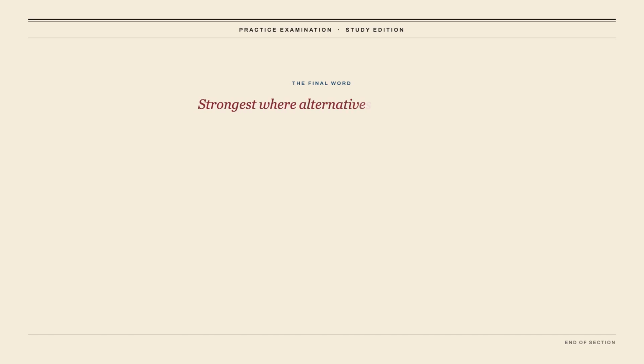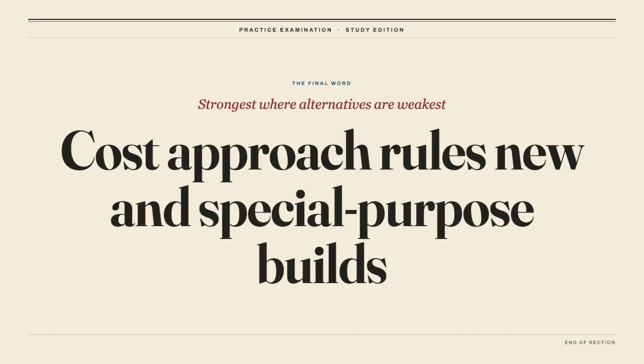on the building. The cost approach carries the most weight for new construction, where little depreciation exists to estimate, and for special purpose properties like churches and schools that rarely sell and earn no rent. Its weakness is judgment in depreciation, so reliability fades as buildings age.